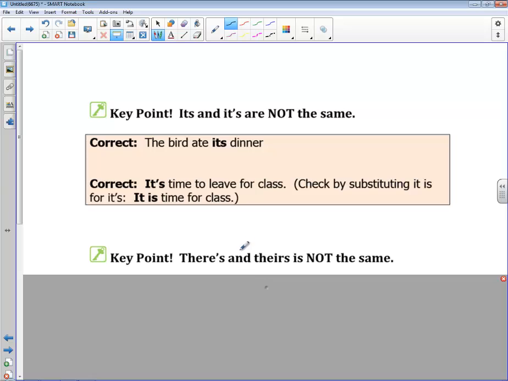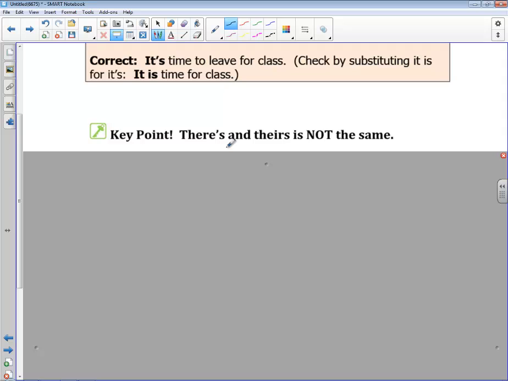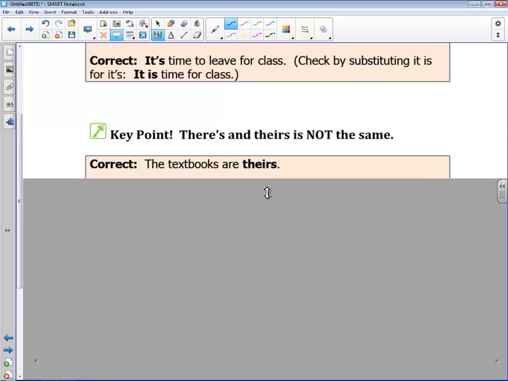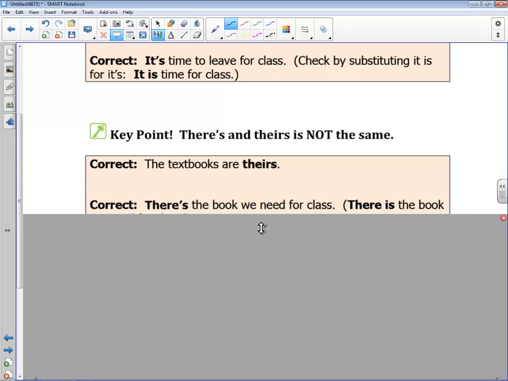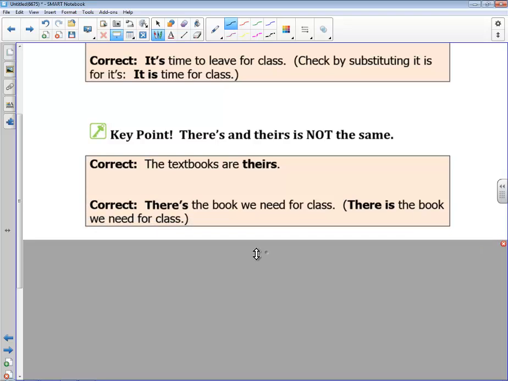Key point. Again, theirs. The first there's means there is. The second one is the possessive pronoun. The textbooks are theirs, but there's the book we need for class, because there's means there is. Just watch out for those very common errors.